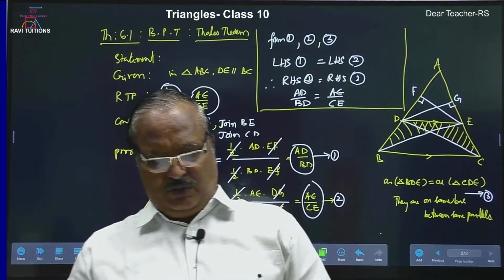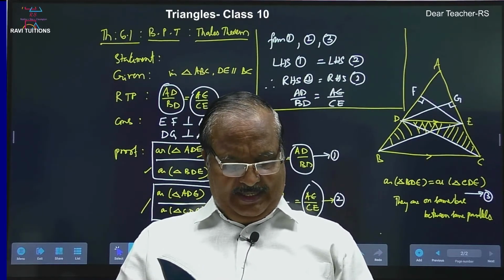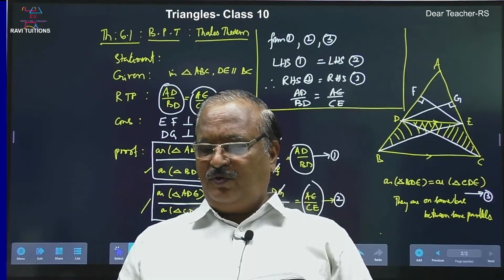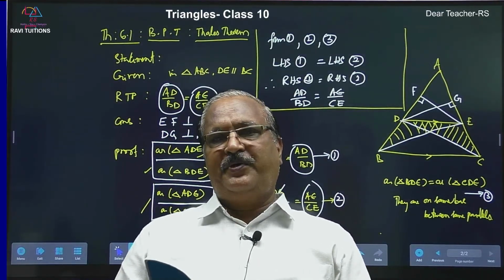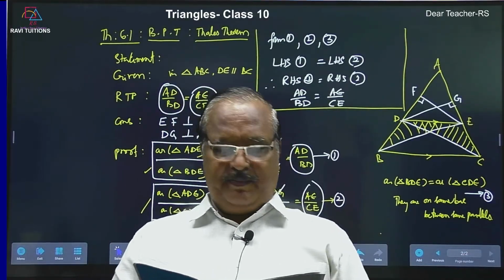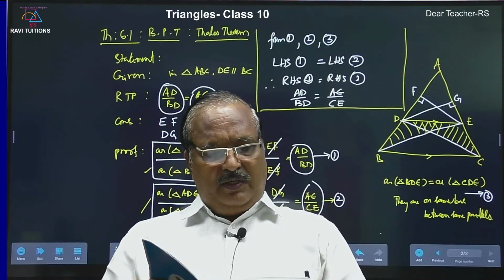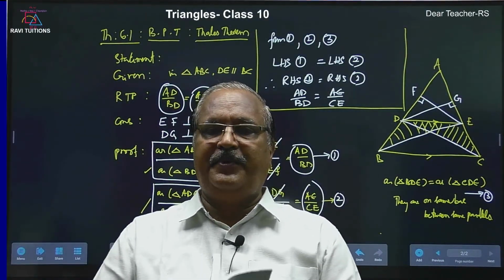So questions 1, 2, 3, 4, 5 are very, very important questions. And also the trapezium questions 9 and 10 are very important. So in this chapter you just do 1, 2, 3, 4 and 9 and 10, very important questions.